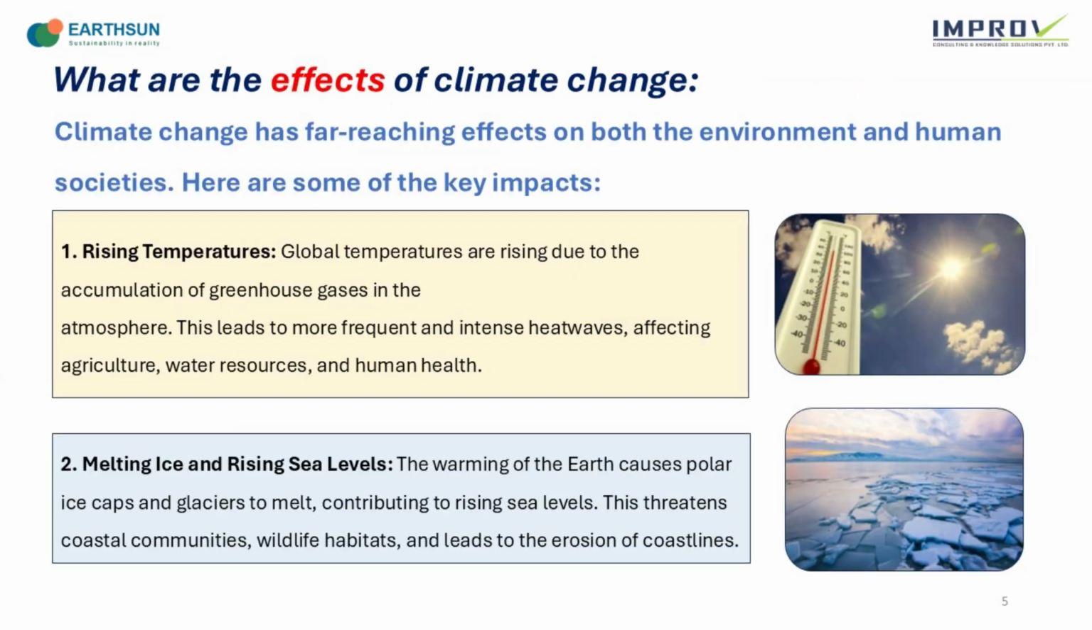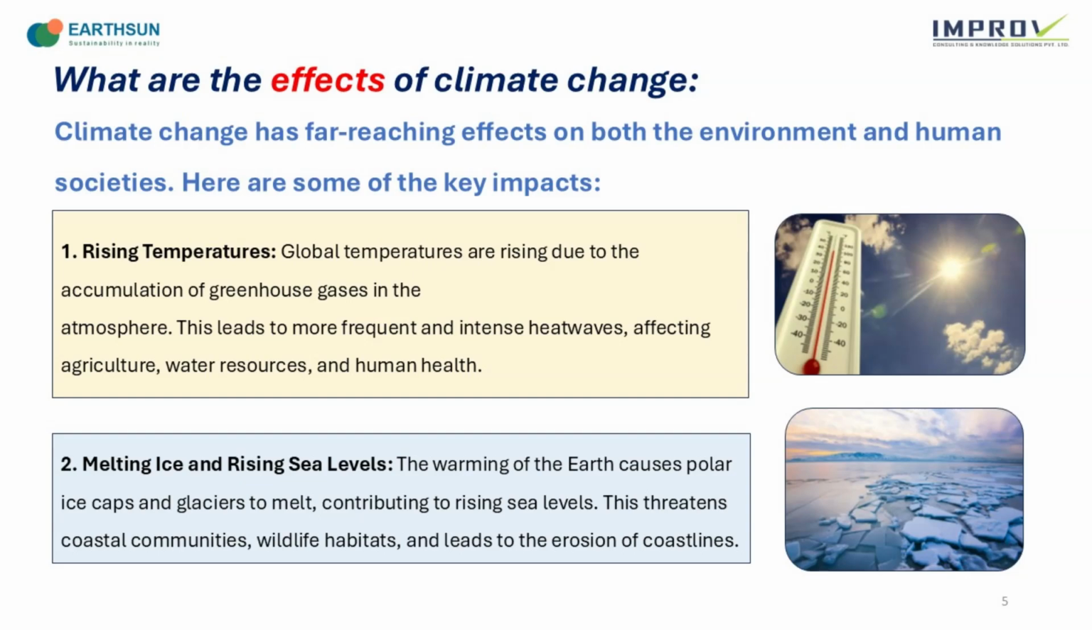Let's understand the effect of climate change on the planet. Climate change has far-reaching effects on both the environment and human societies. Here are some of the key impacts. 1. Rising temperatures. Global temperatures are rising due to the accumulation of greenhouse gases in the atmosphere. This leads to more frequent and intense heat waves, affecting agriculture, water resources, and human health.